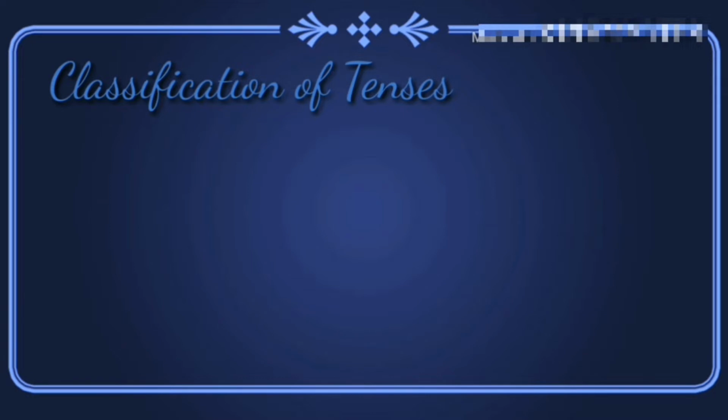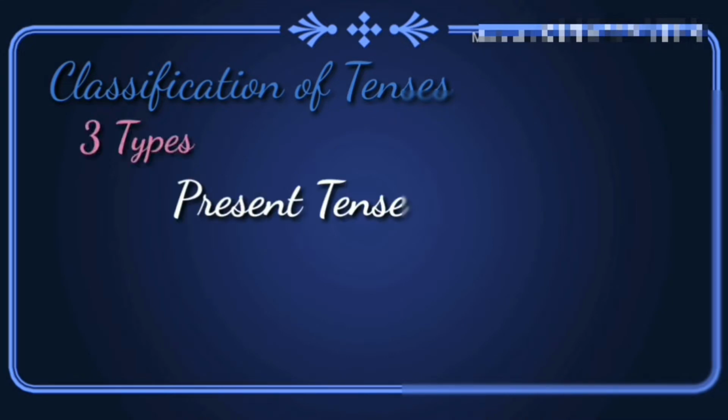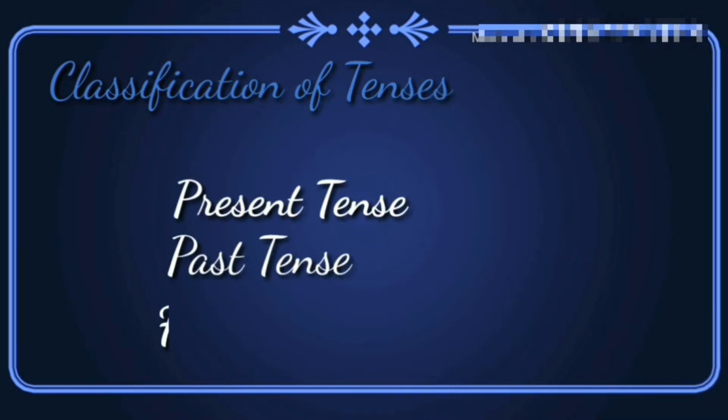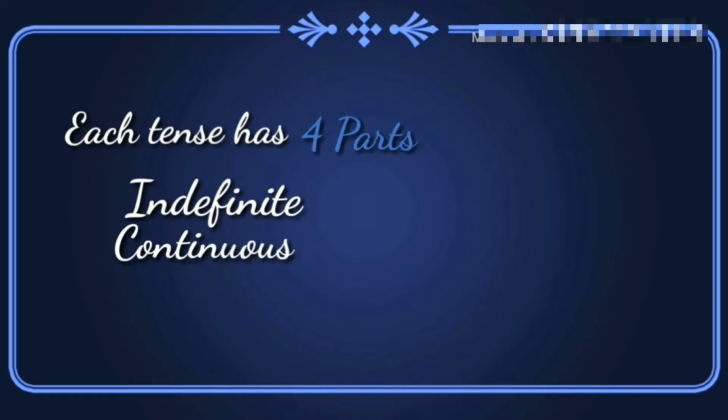Now comes the classification of tenses. There are three types of tenses as we all know: present tense, past tense and future tense. And then each tense has been divided into four parts itself: indefinite, continuous, perfect and perfect continuous.